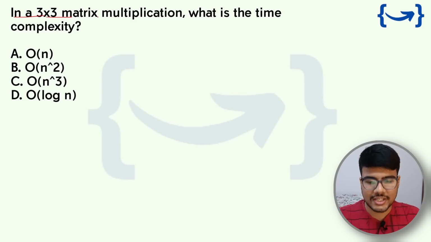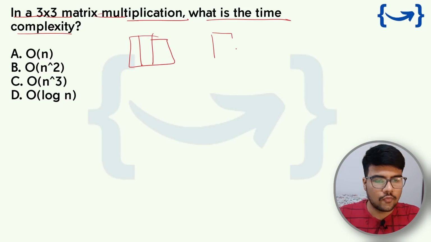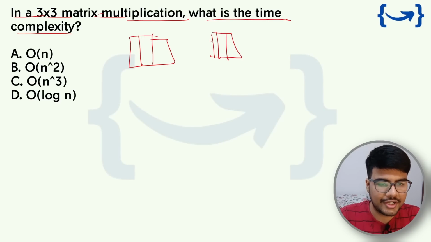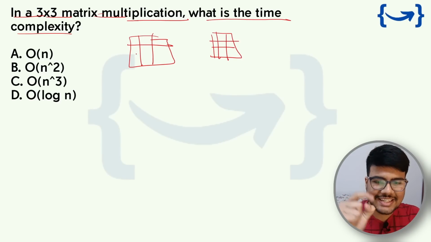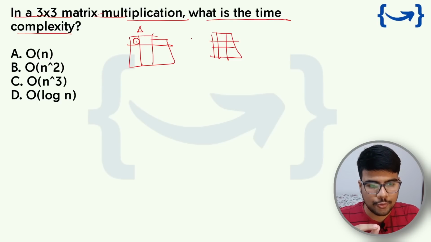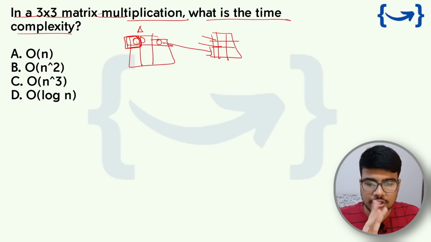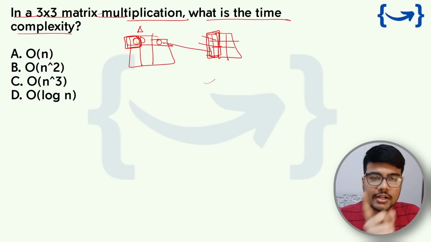In a 3x3 matrix multiplication, what is the time complexity? If it is a 3x3 matrix, you know what we can do. To fetch a single element, let's say we are traversing on A first, this element is multiplied with this, this element is multiplied by this, and this element is multiplied by this. So for fetching these particular element values, you need two loops, i and j, so that you can traverse the 3x3 matrix, and you need another loop to traverse vertically on another matrix.